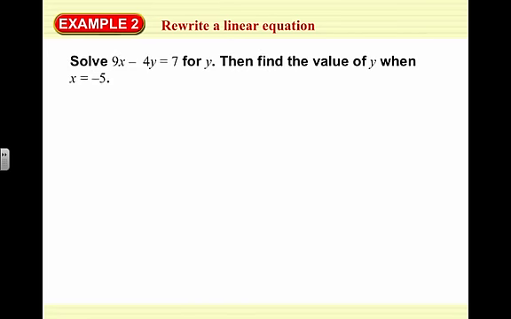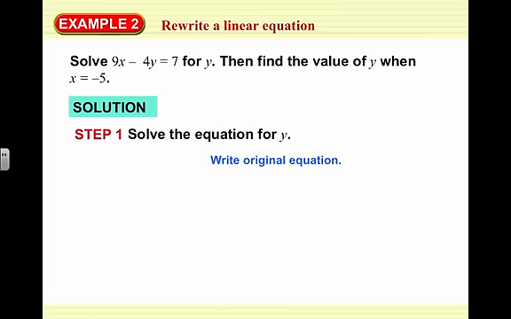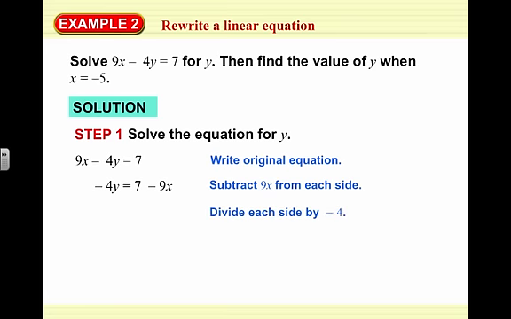Now, we're going to solve 9x minus 4y equals 7 for y, and then we're going to find the value of y when x equals negative 5. So again, you're going to have two parts to your answer. Okay, to solve the equation for y, we're going to write the original equation, and then we're going to isolate first 4y by itself on one side of the equation, or negative 4y, and then we're going to actually solve for y. So we subtract 9x from both sides to get that negative 4y by itself, and it's going to equal 7 minus 9x, and then we're going to divide both sides by negative 4.